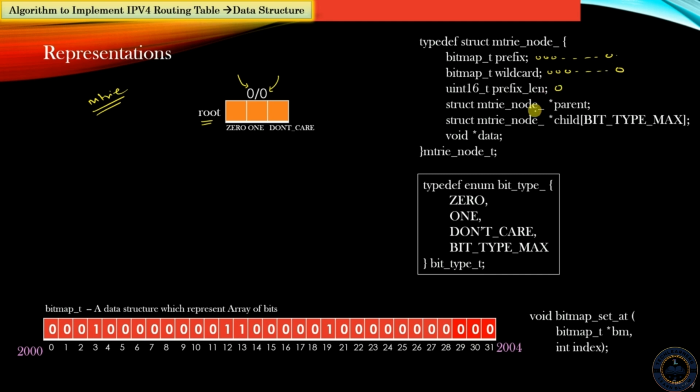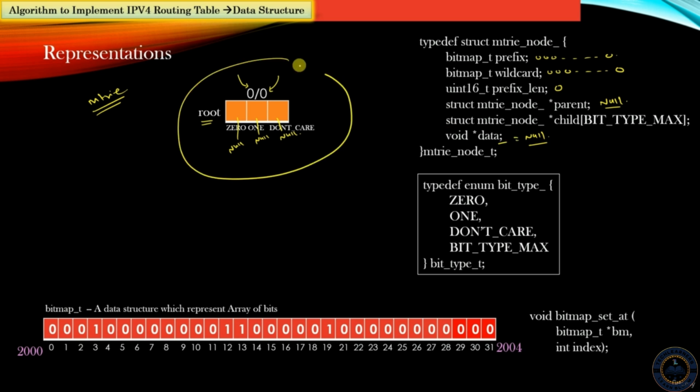The prefix len will be 0. The pointer to the parent will be null. And to initialize with, in the beginning when the tree is entirely empty, all the child nodes would point to null. All right. And the data part is also null. So this is what the root node is. And this is what the mtry data structure would look like when it is just initialized. A freshly initialized mtry data structure will just contain a root node with everything initialized to null or 0.